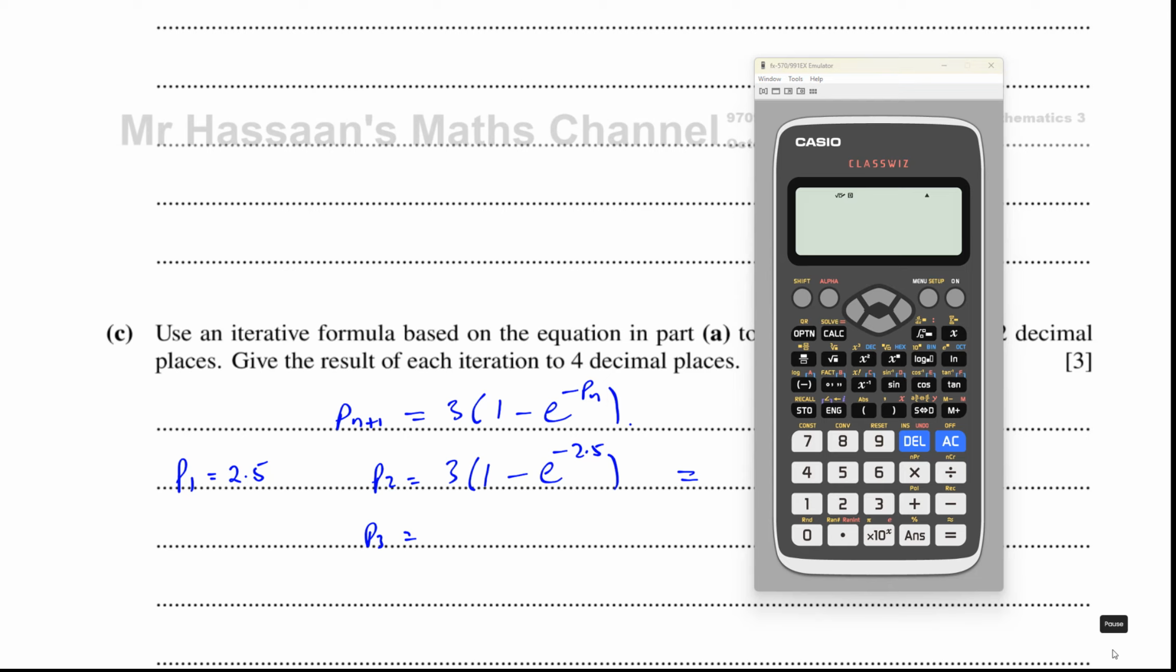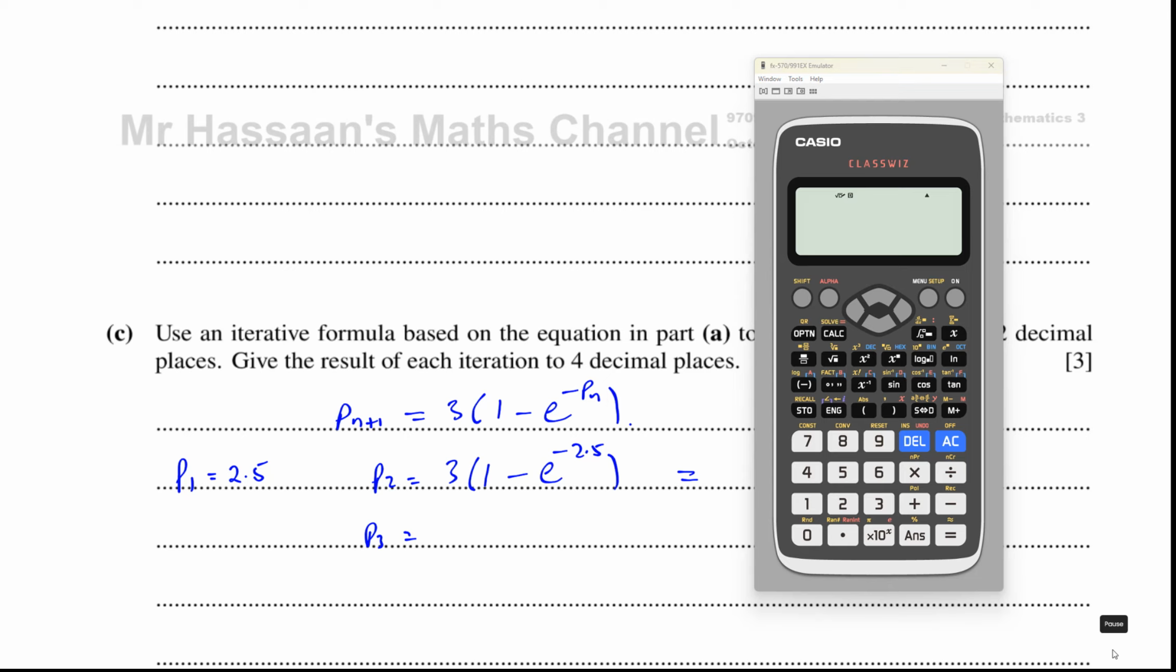Okay, which is 2.75374. So we'll have to give it to 4 decimal places. So 1, 2, 3, 4. So 2.7537. All right. And P3 is found now by putting this value back into here.